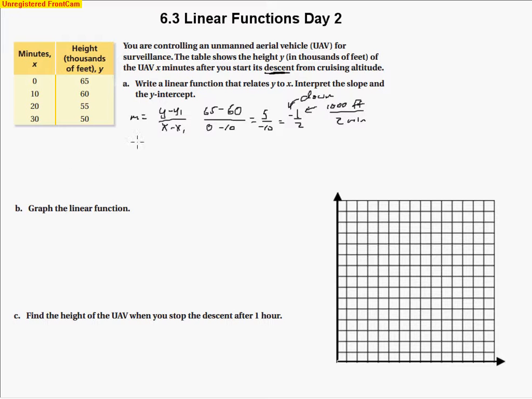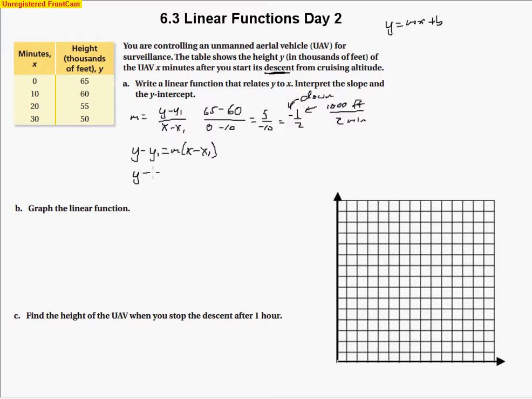Now we still need to write the function. It's going to be in this form: y equals mx plus b. We know what the slope is; we just need the y-intercept. Actually, we have it right here. But if we didn't see that, we could use the point-slope formula: y minus y1 equals m times x minus x1. We could substitute some numbers in there.